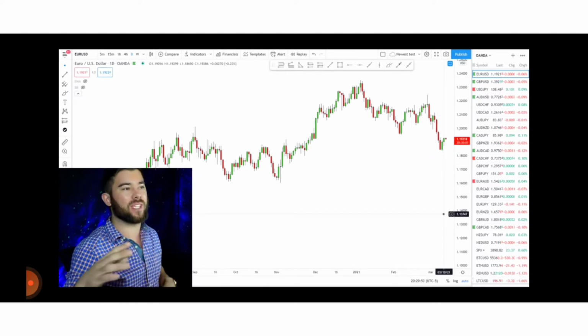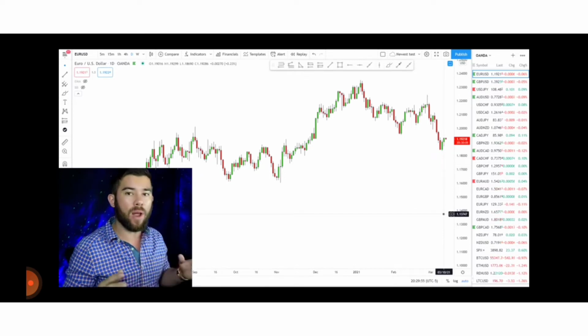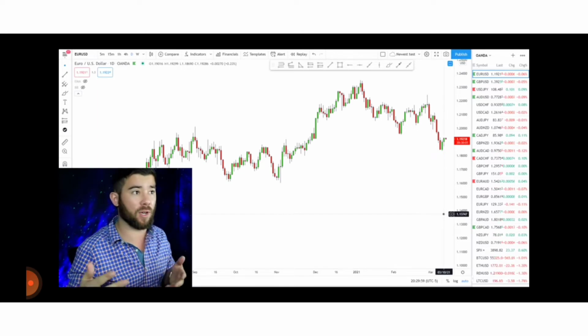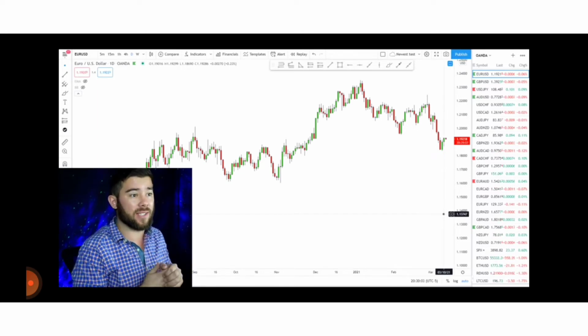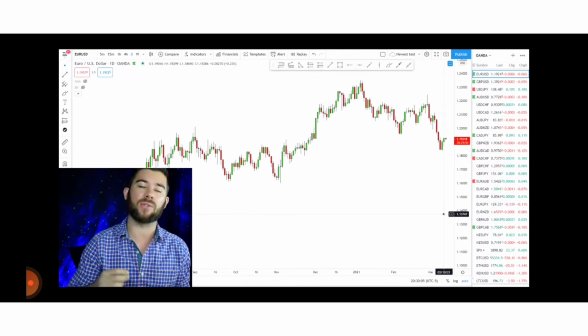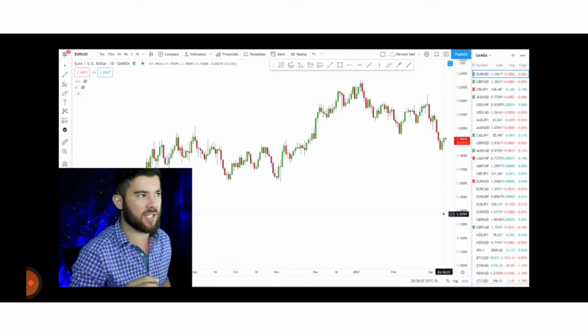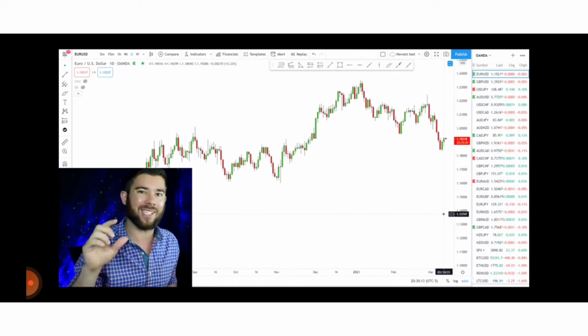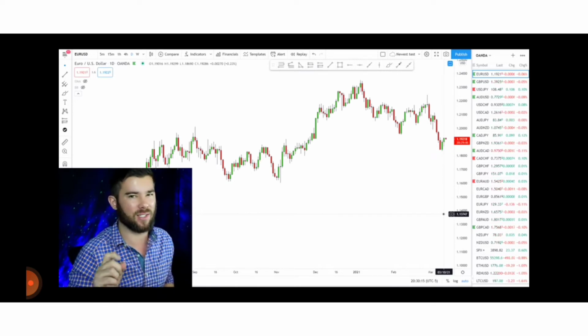So the foundation of technical analysis, no matter what market you're trading in, whether that be Forex, stocks, crypto, the foundation of technical analysis in every market are these candlestick charts. But before we can understand this full candlestick chart, first you need to understand what a single candlestick represents. So let's do that now.